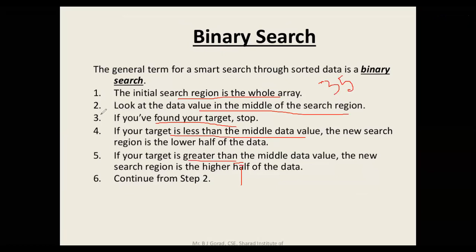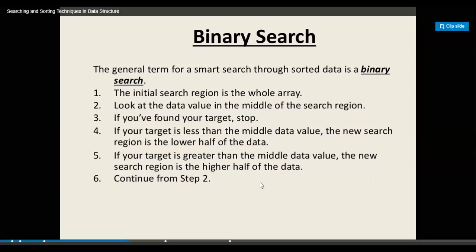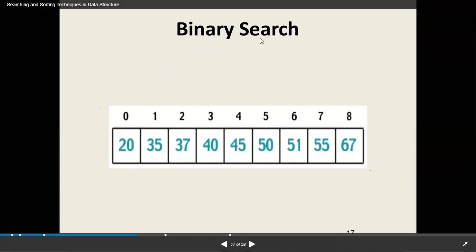So these are the three conditions. If the target is equal to the middle item, we stop. If the target is less than the middle item, the new search region is the lower half of the data. If the target is greater than the middle item, the new search region is the higher half of the data, and we continue this step. So let's go and see again one more time. We're looking for what? 35 here, right? So let's write 35.